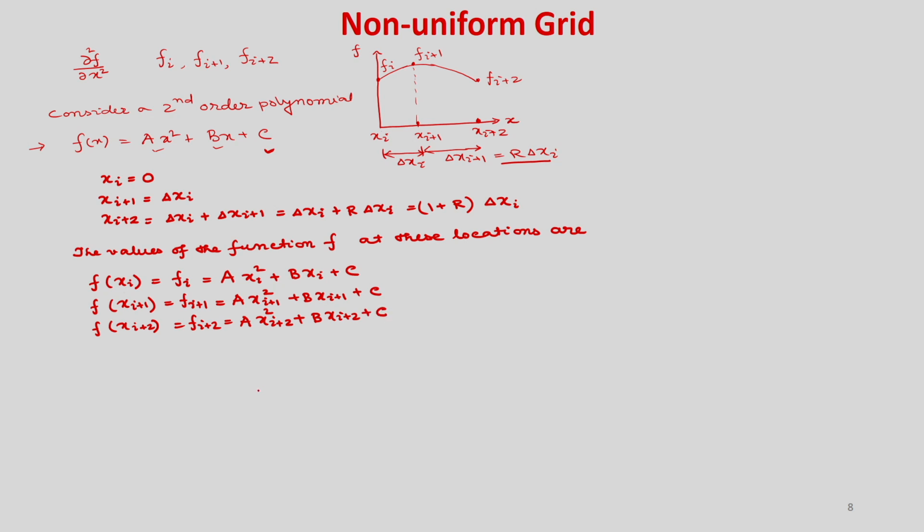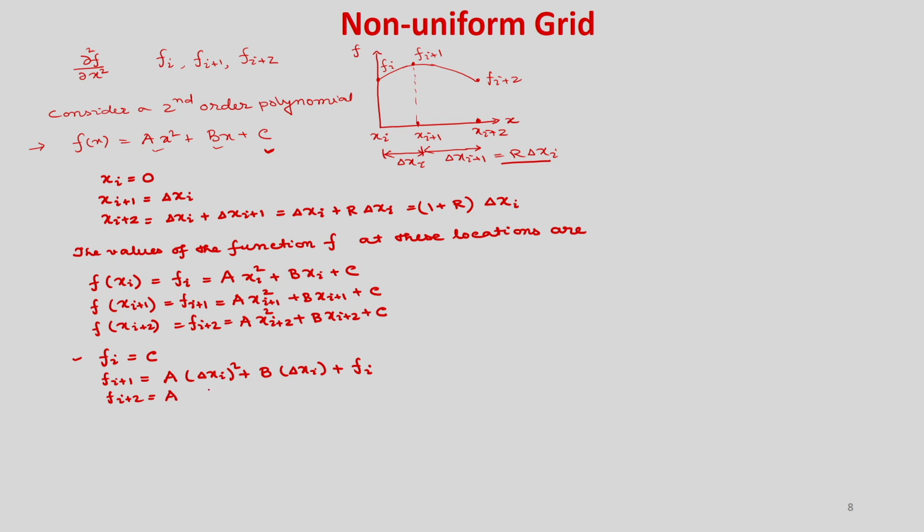Okay. So, now you need to put the values of x i plus 1 and x i plus 2. So, you can see that if you put the value of x i as 0, then f i is equal to c. Then f i plus 1, if you put, x i plus 1 is delta x i. So, you are going to get a delta x i square plus b delta x i plus c, and c is f i. So, you can write f i, okay, because c is equal to f i, as we have already seen here. Now, if you put f i plus 2 is equal to a and what is x i plus 2?